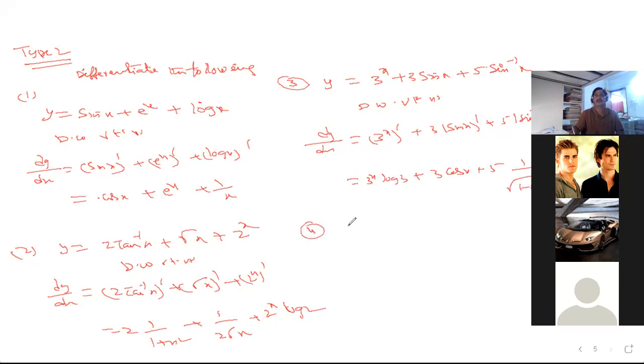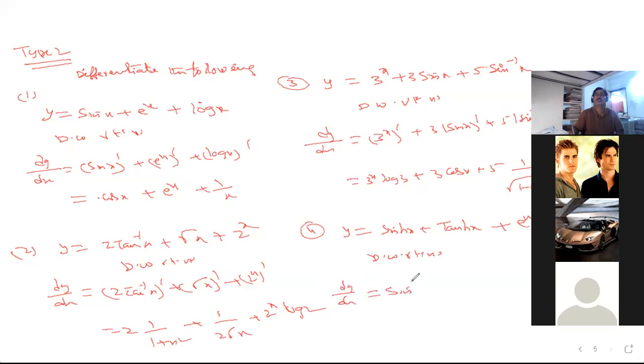One more problem. Y is equal to something here like this. I'm writing sin hx and tan hx and e to the power of x plus 1 by x. Differentiate with respect to x. If I said, what's the answer, sir?